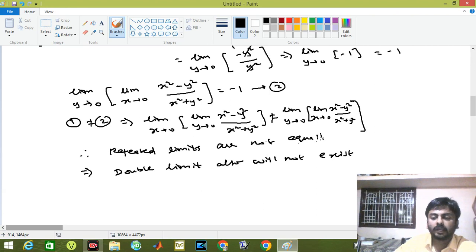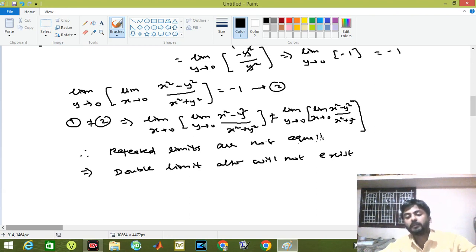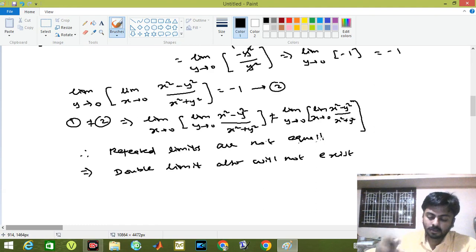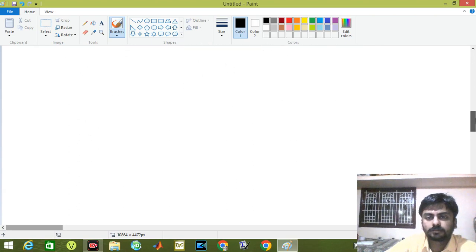Now we are going for the problem of checking whether the given function is continuous or not. So now take down the problem. Now here is the problem. Second problem.